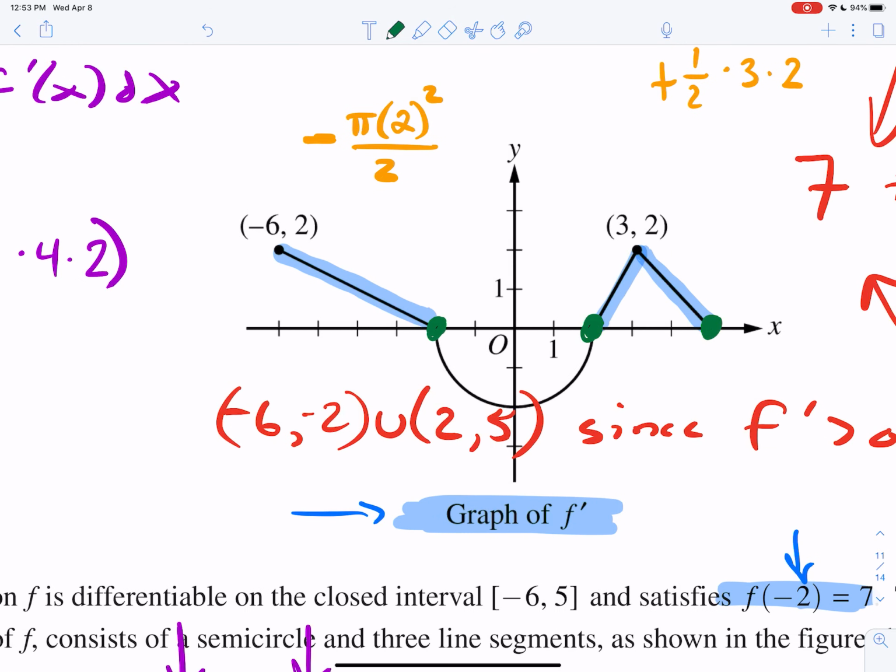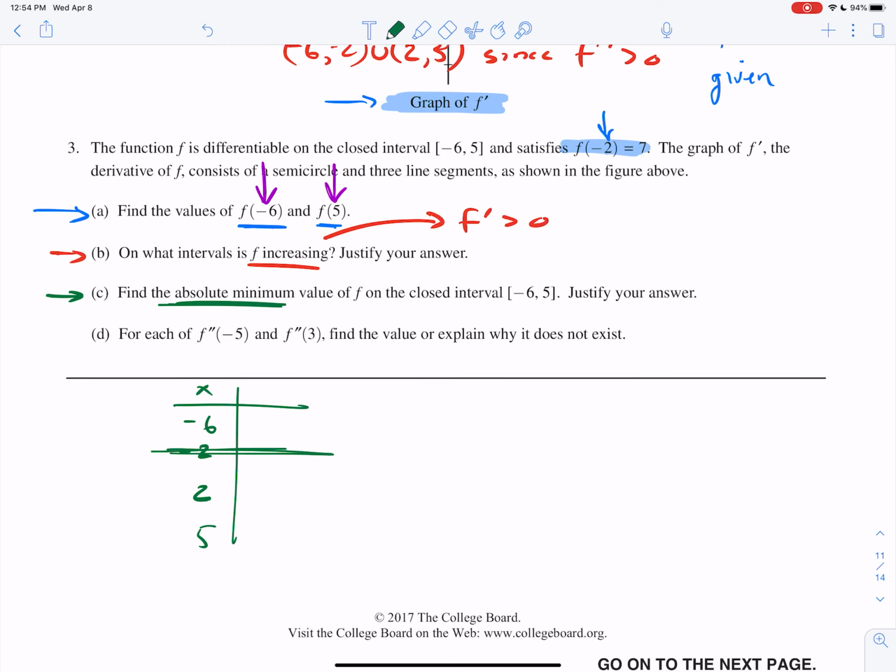We could actually rule out this one because that is a local max. Okay? There is no way that a local max can be an absolute minimum. So you could actually rule out -2. It can save you a lot of time, so just keep that in mind.